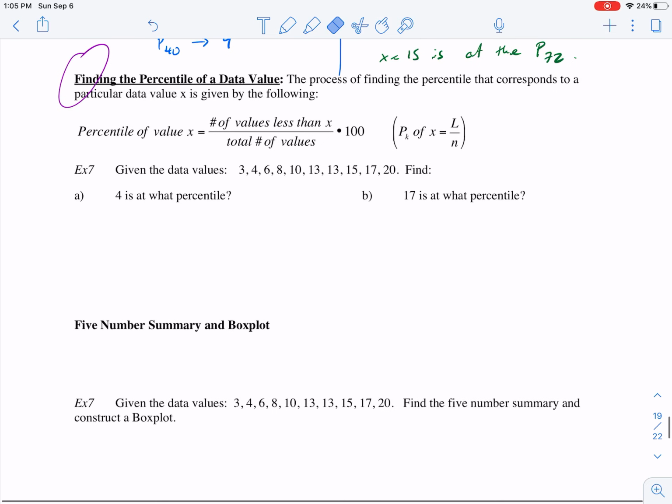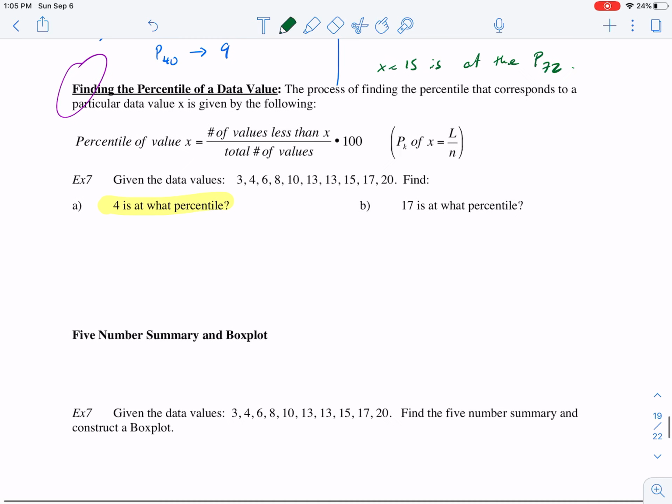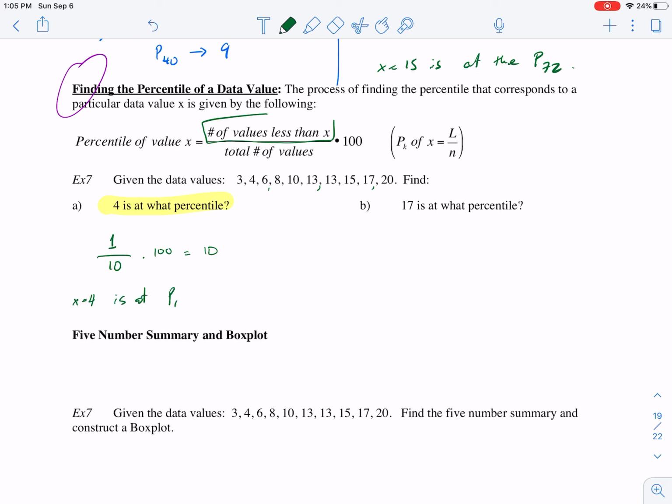Let's do 4. 4 is at what percentile? Okay, let's do that. So we said the number of data values less than X, so that's 1. Total number of values, which is 3, 6, 9, 10, times 100, which is going to be 10. So we said 4 is at P10.